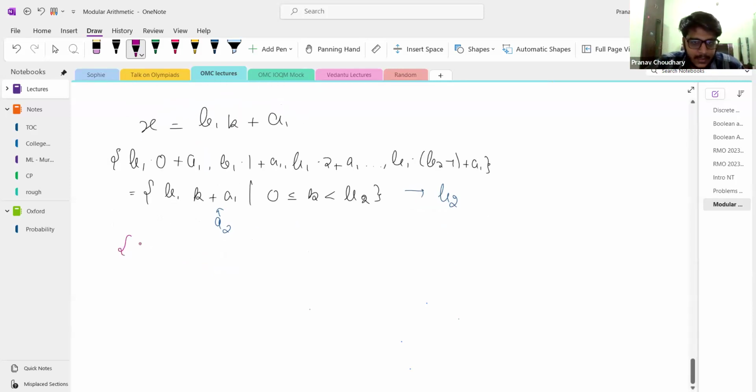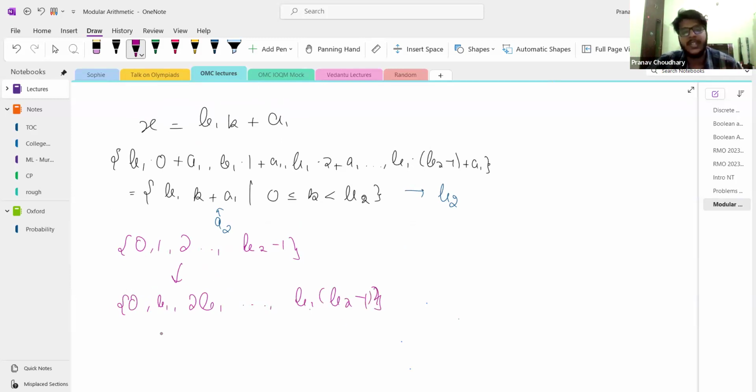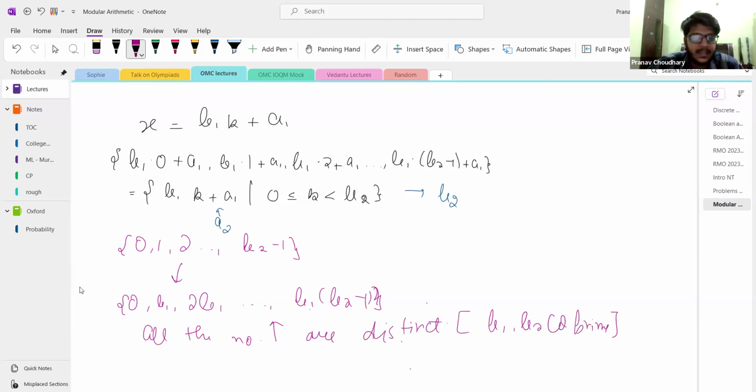Consider this set: 0, 1, 2, and so on till b2 minus 1. I multiply all the numbers by b1. So this will remain 0, this will be b1, this will be 2b1, and so on till b1 times (b2 minus 1). Do you see that all the numbers in the above set are distinct? Because b1 and b2 are co-prime, right?